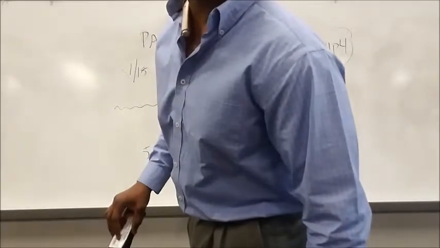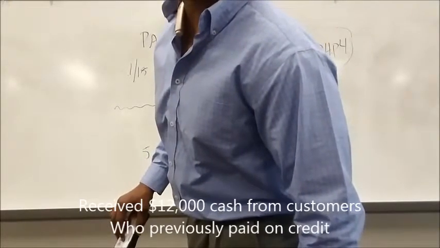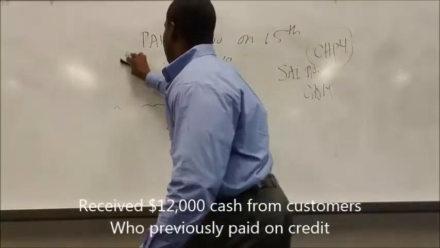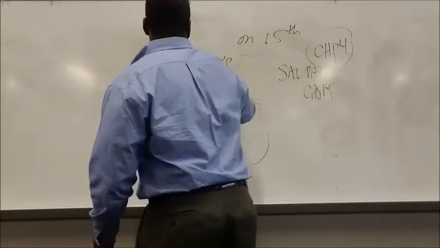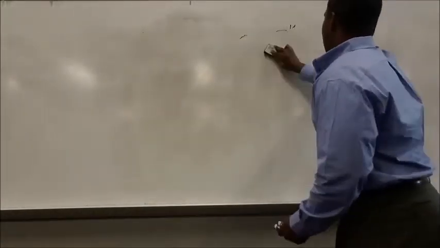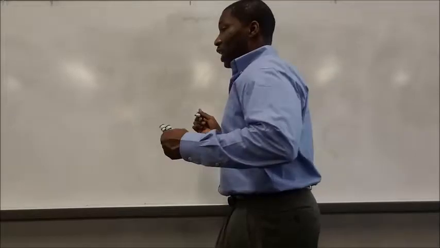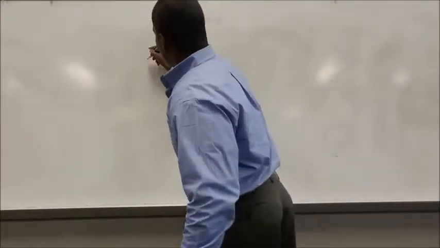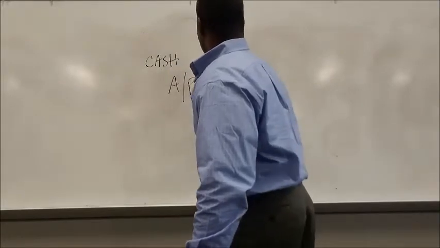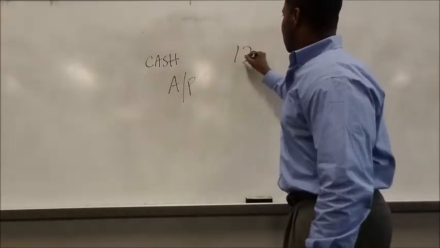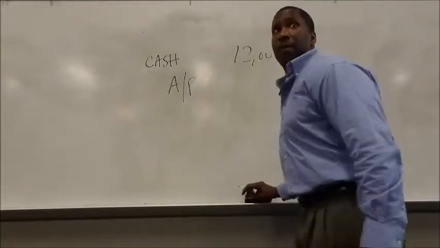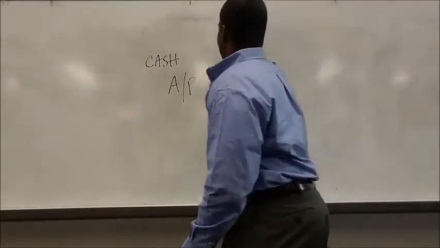We are almost there now. Received $12,000 cash from customers billed earlier. All we know is we're receiving $12,000 cash from a previous accounts receivable. How do I get rid of my accounts receivable? By debit or credit? Credit. And I received some what? Cash. So cash, accounts receivable of how much was that? 12,000? Good right there? All right.